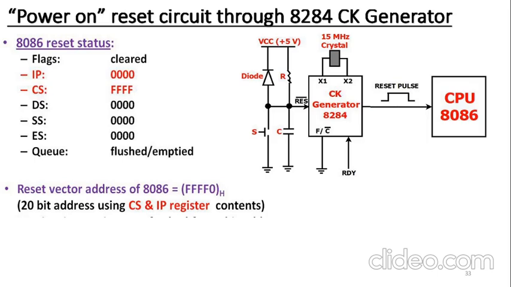And keep in your mind that reset pulse should be of minimum 50 microseconds in order to properly reset processor 8086. Any reset pulse less than 50 microsecond will not ensure processor to be reset. So minimum 50 microsecond or more than that reset pulse is required to reset microprocessor.